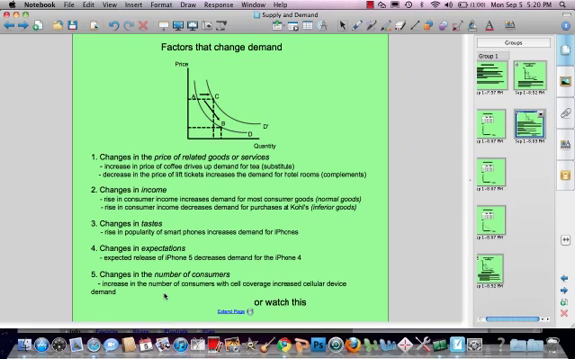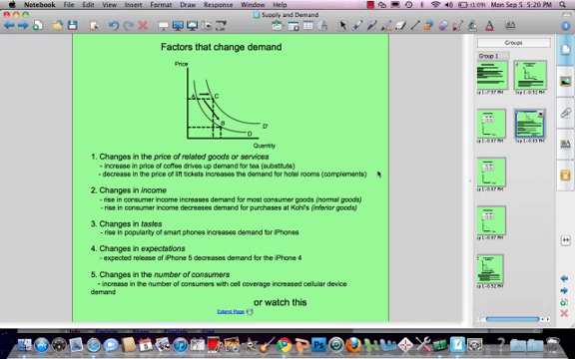The example I use here, the increase in the number of consumers with cell coverage, meaning increased coverage around the country in terms of cell towers, increased dramatically the demand for cellular devices, so phones and other smart devices that use cellular technology. So those are the 5 factors that change demand.